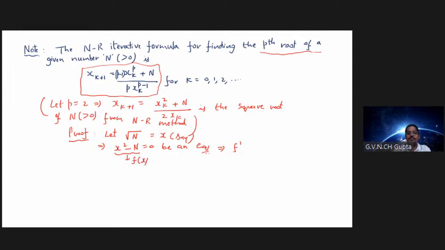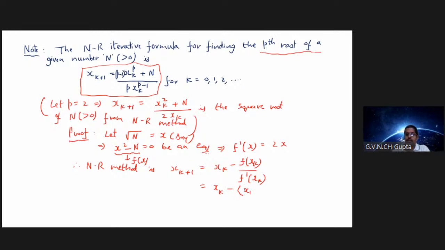This implies f dash x is equal to 2x. Therefore, the NR method, that is the iterative formula, is given as: xk plus 1 is equal to xk minus f of xk divided by f dash xk, the general formula I am taking. Now in f of x and f dash x, put x is equal to xk.